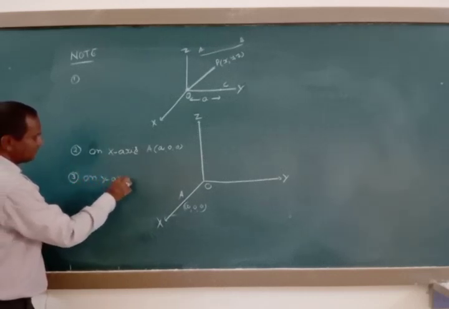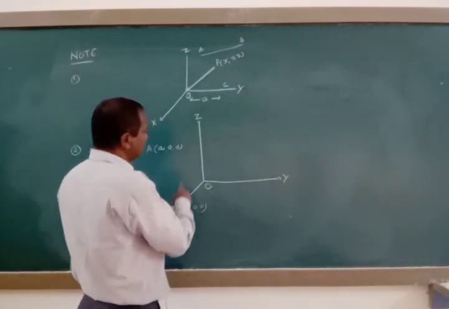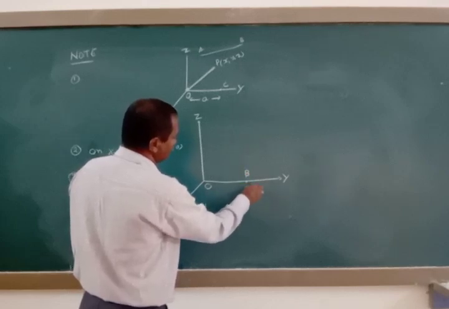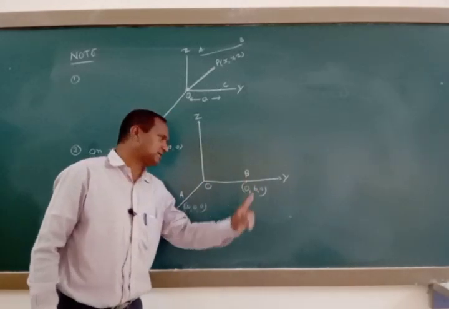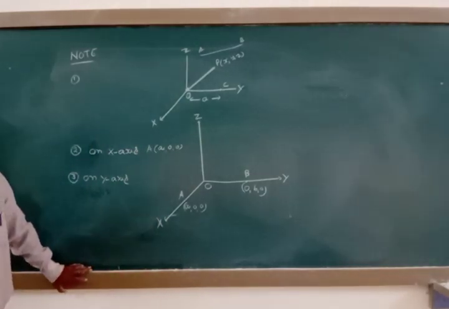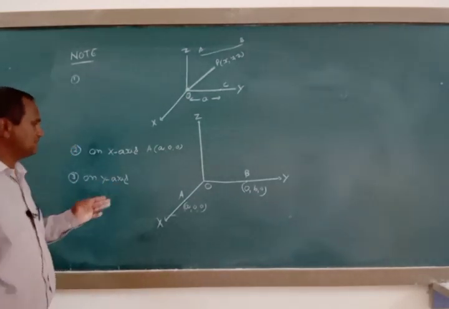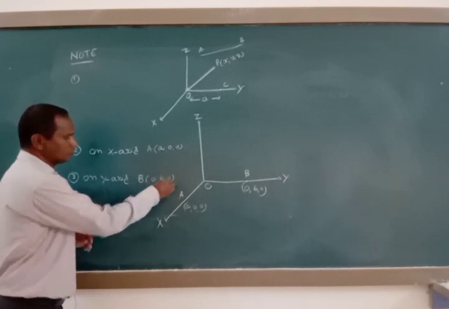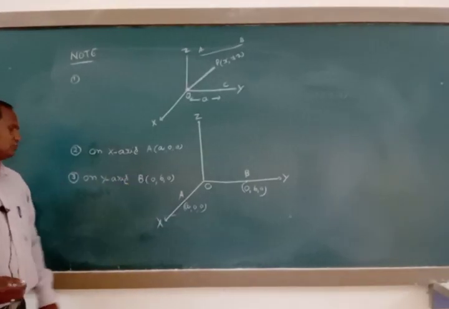if any point lies on the y-axis, we take x and z as zeros. Here we can take capital B, and write (0, b, 0). The coordinates of x and z are zeros. If any point lies on the y-axis, the values of x and z are zeros. Any point on the y-axis is always in the form (0, b, 0).